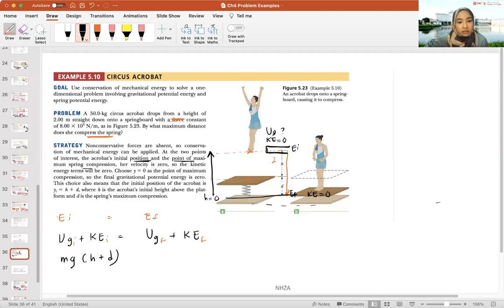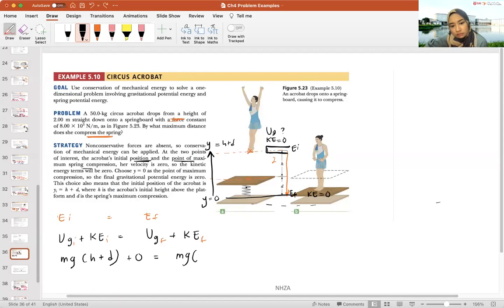Let me rewrite this. Let's say this is y equals to 0. Let's not say it's h because kita dah ada h kat sini. So this is y equals 0. So y over here is equal to h plus d. That is your height. This is final. This is initial. So mgh plus d plus 0, and then your UG final would be 0, because we are going to say this is 0 over here.